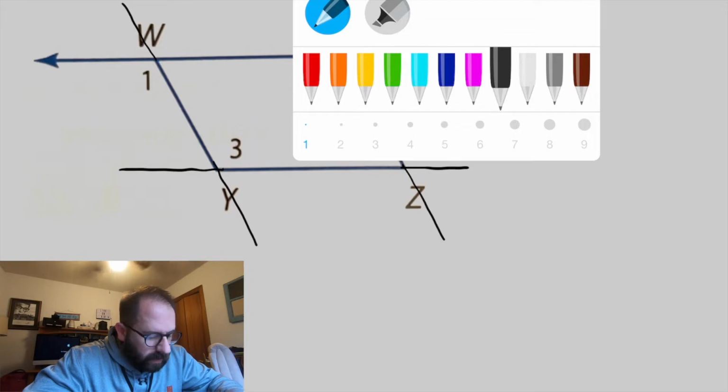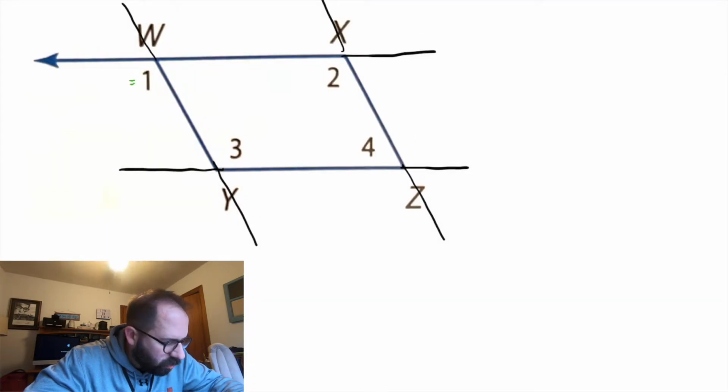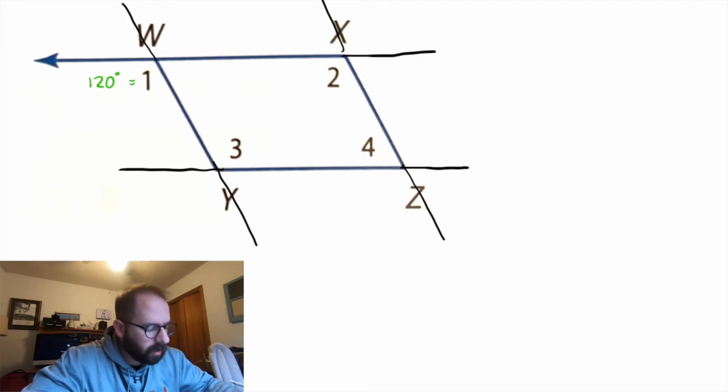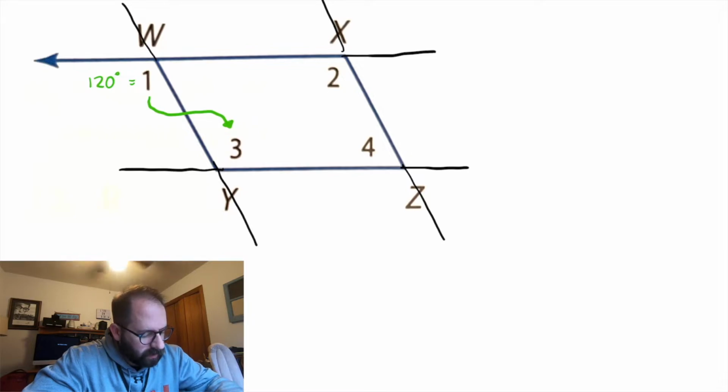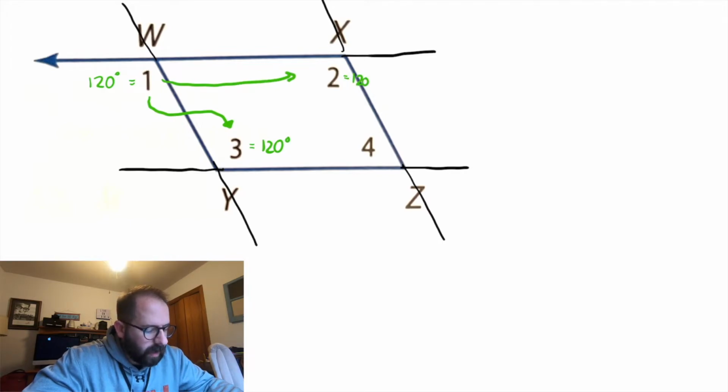Let's go with angle 1 is 120 degrees. Kind of a larger number. Okay, so let's talk about it. Where can I bounce this 120 to? Three. You can go to 3. Okay, I heard that. Because of alternate interior. Okay, so that's 120. And what else? 2, right? 2, and that's what? Corresponding. So that's 120 there. Okay, so we bounce those numbers around.